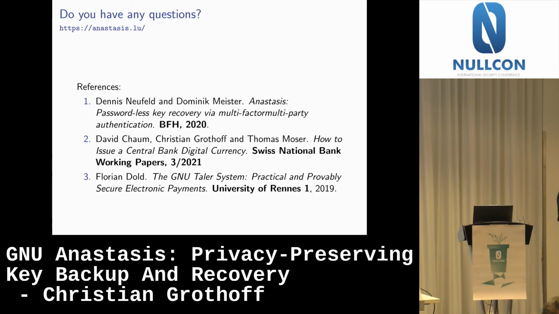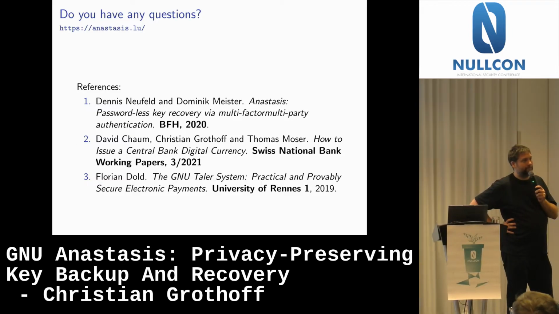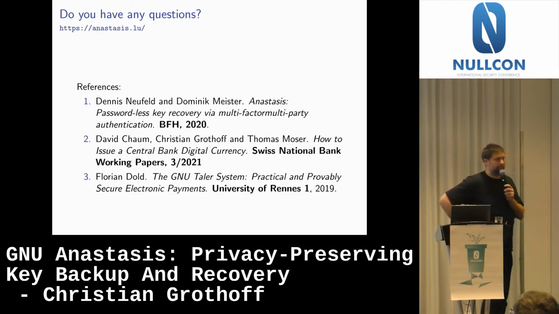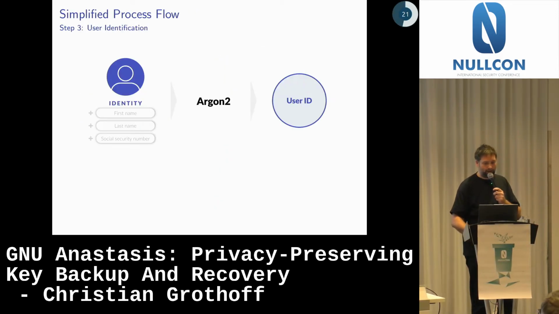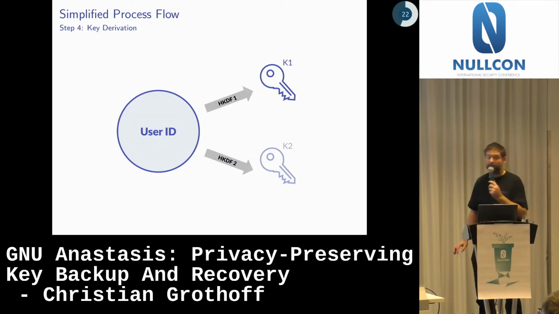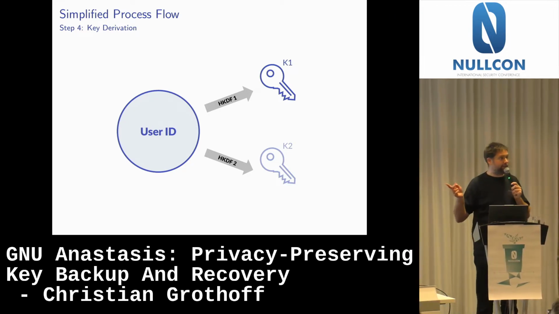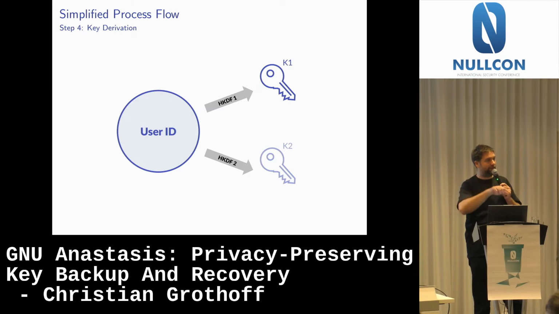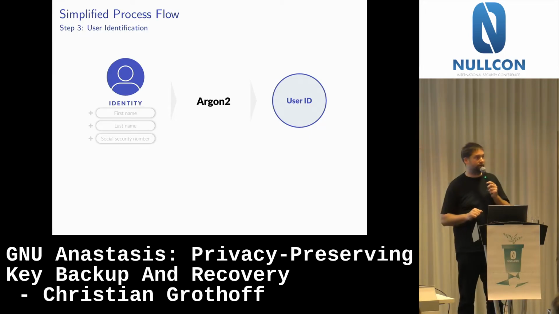I'm supposed to repeat your question, so just shout it at me. Key 1 and key 2 are not really stored. They are derived. So you have a hash key derivation function that has 2 different salts, and you have the master key that is this user ID. And the user ID is itself derived from hashing all of your personal attributes.